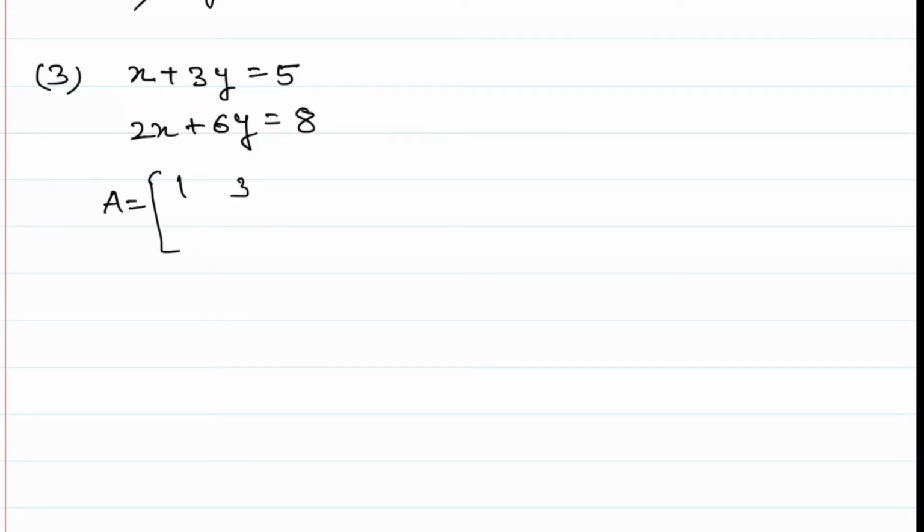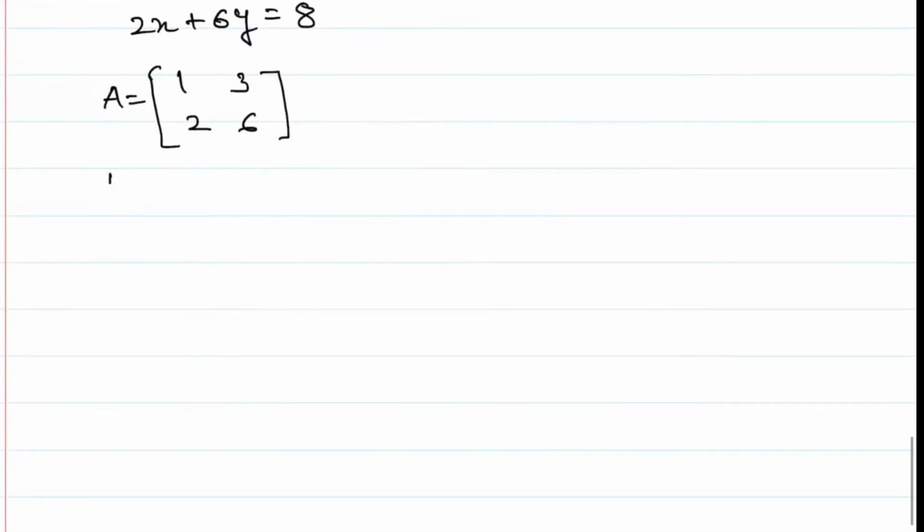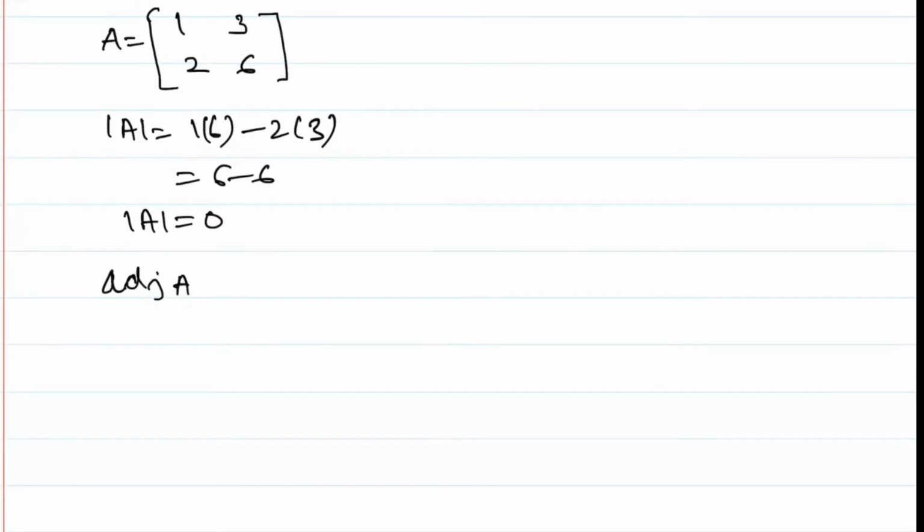Now let's see question 3. x plus 3y equal to 5, 2x plus 6y equal to 8. Here coefficient matrix A is equal to 1, 3, 2, 6. Determinant of A is equal to 1 into 6 minus 2 into 3, is equal to 6 minus 6, is equal to 0. Here determinant A is equal to 0. So we'll calculate adjoint A. We know that the shortcut method of finding adjoint: we will interchange 1 and 6 and put minus sign against 2 and 3.